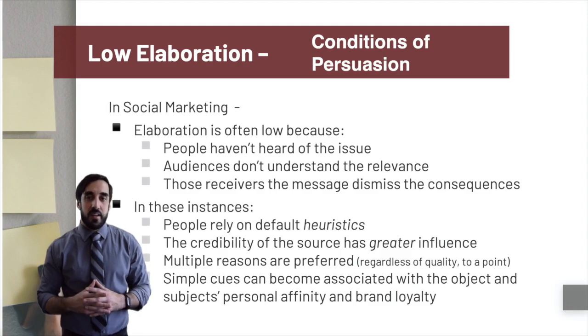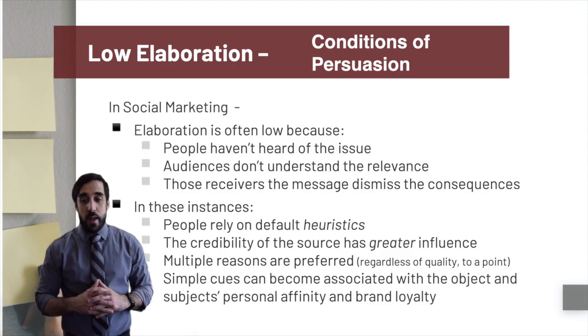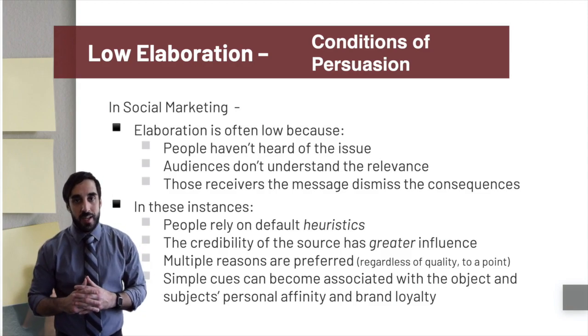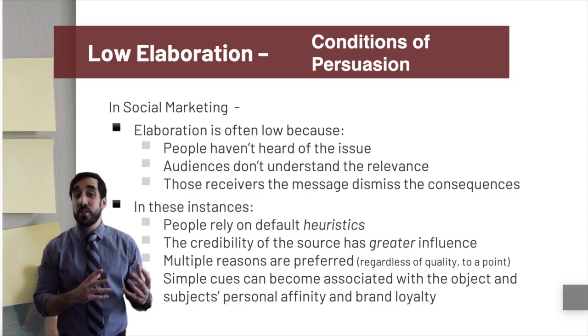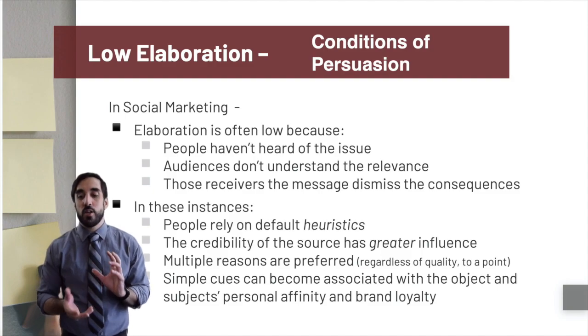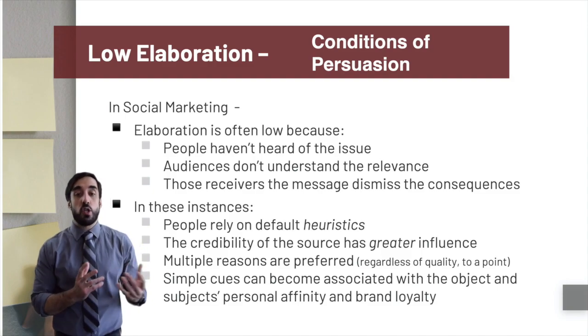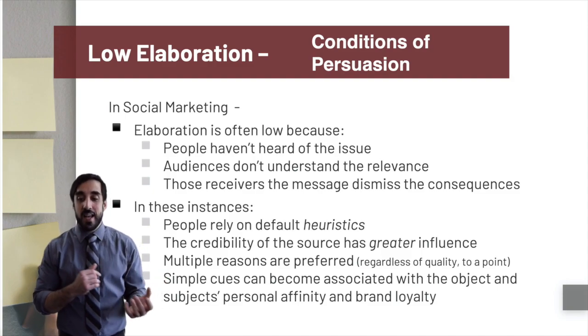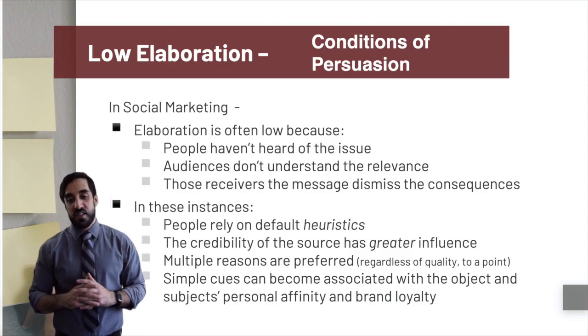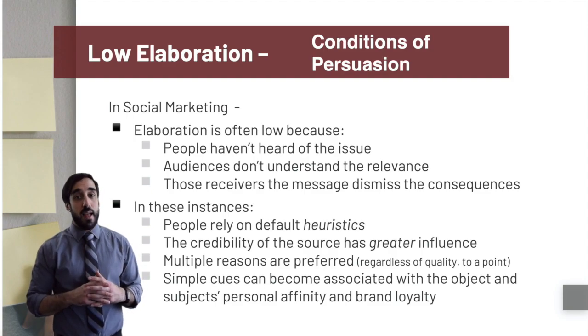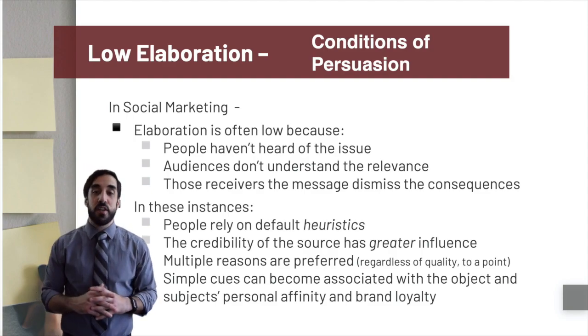So if you're examining a social marketing campaign and people haven't heard of the issue, it's likely that they have low elaboration. They're not going to be demonstratively interested in it until you can trigger their interest. Audiences don't understand the relevance to their lives, and they likely are going to dismiss the consequences until we can provoke that to them. And so in instances of low elaboration, people often rely on default heuristics.